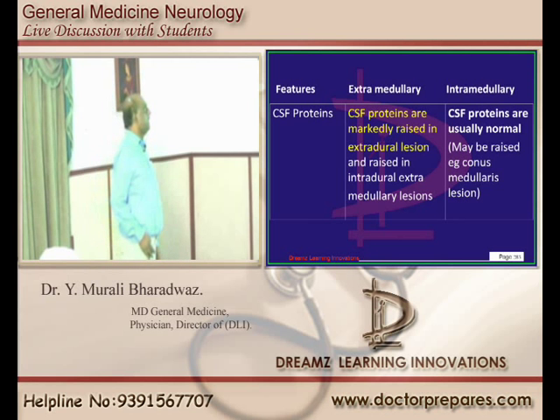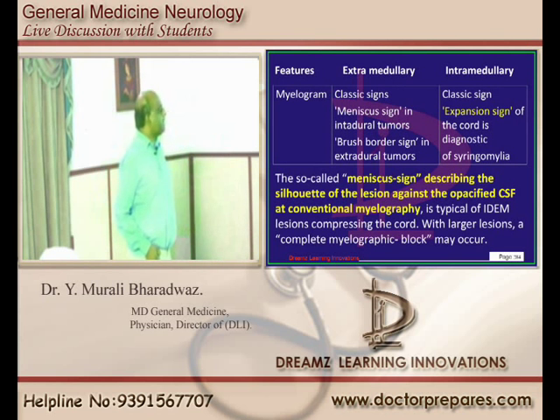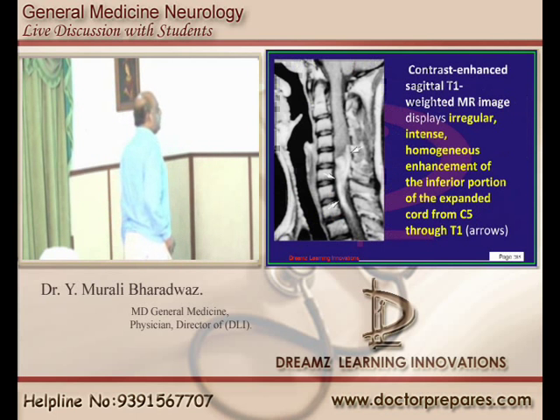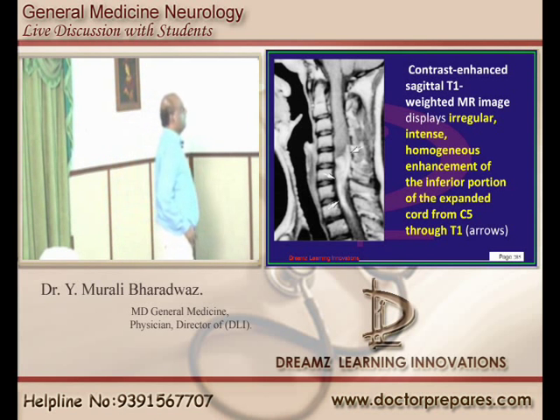So that's the idea. Then if you take the myelogram, if it is extramedullary, if it is an intradural tumor, there is a meniscus sign. Extradural tumor, there is a brush border sign. But myelogram is not that frequently done now. We should start talking about MRI, FLAIR images, etc. So this is a typical contrast enhanced T1 weighted image where you can see a homogeneous enhancement of the inferior portion of the expanded cord from C5 to T1 in an intramedullary lesion, is what you need to remember.